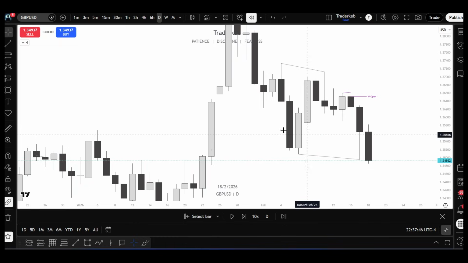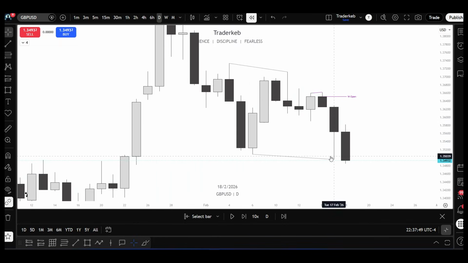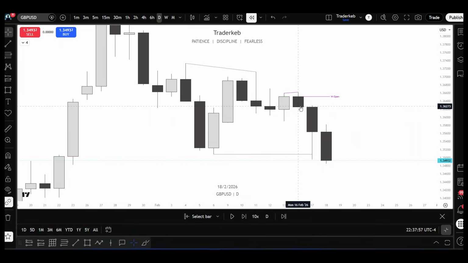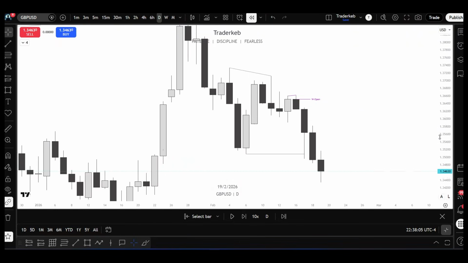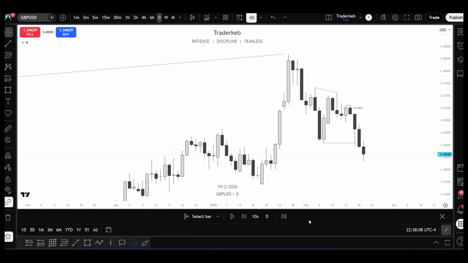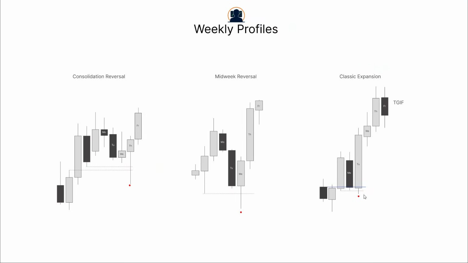That's why I don't want to show you the price action on the lower time frame, because we're focusing on determining the weekly profile here. So what you need to understand is what we had: Monday being the high of the week, Tuesday expand, Wednesday expand, and Thursday expand. So what do we know about a classic expansion weekly profile? We know that if Thursday expands and trades into a key level, then we can anticipate Friday to trade back within the weekly range, which means we can anticipate the TGIF setup to form on Friday.